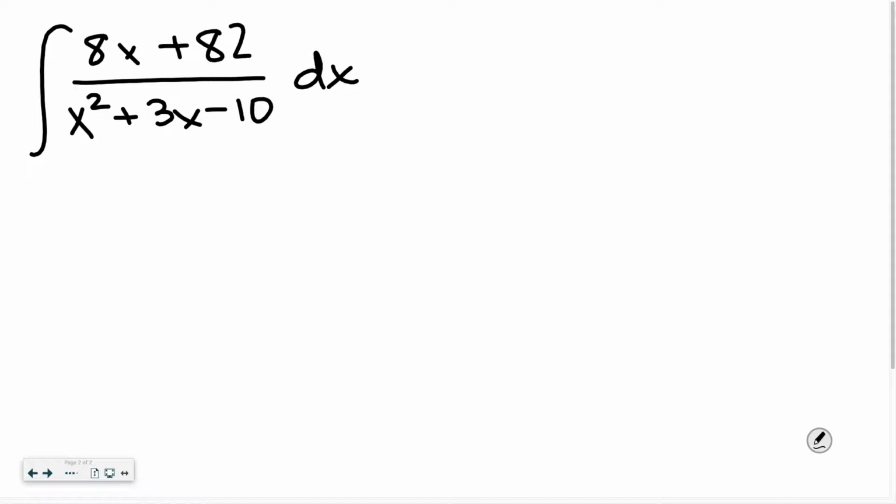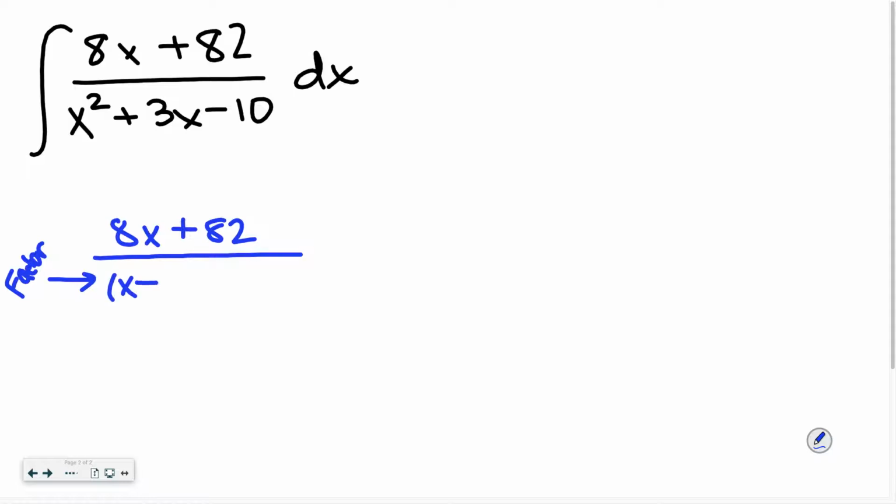Okay, so our first step is we need to factor our denominator. What does our denominator factor to? x plus 5 and x minus 2. x plus 5 and x minus 2, you said? Yeah. Okay.